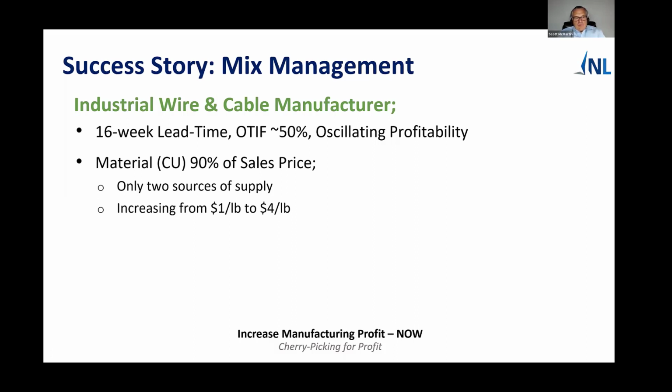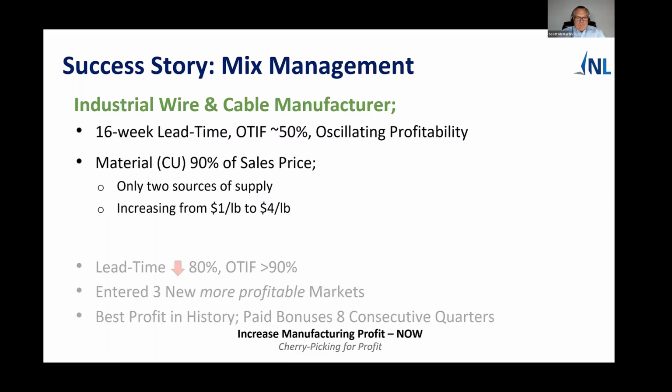An interesting attribute of this particular company's dynamic is that copper was the primary material used in the production of its products, wire and cable, and it was 90% of the sales price. And they could only buy the raw material from two sources of supply, so it wasn't like every other company they competed against was going to get a better price. At the same time, copper was increasing from its traditional price of about $1 per pound for the last 50 years to over $4 a pound in the course of about 18 months.